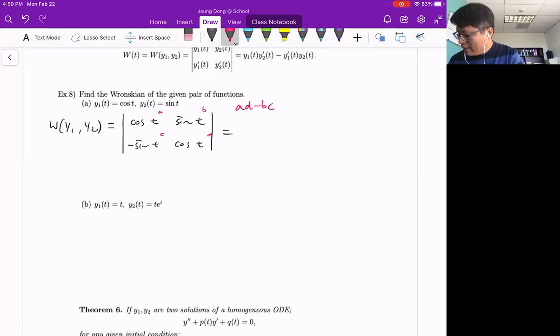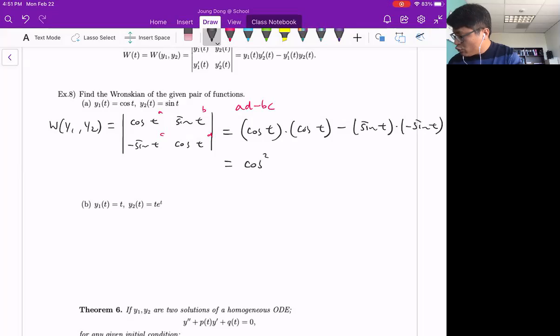And then AD is cosine t times cosine t, minus BC, sine t times minus sine t. So which is equal to cosine squared t plus sine squared t. Wait a minute. We know about this, right? It is the trigonometric identity, which is equal to 1. Is that okay?